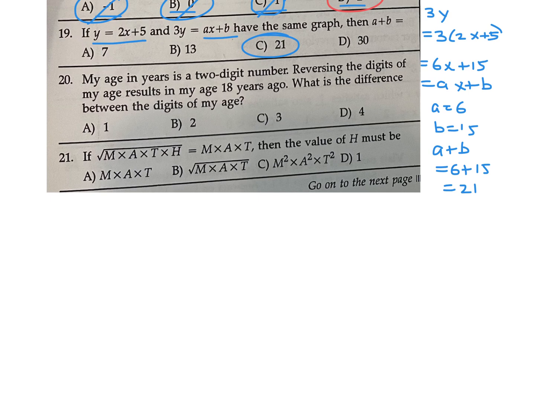My age in years is a 2-digit number. Reversing the digits of my age results in my age 18 years ago. What is the difference between the digits of my age?